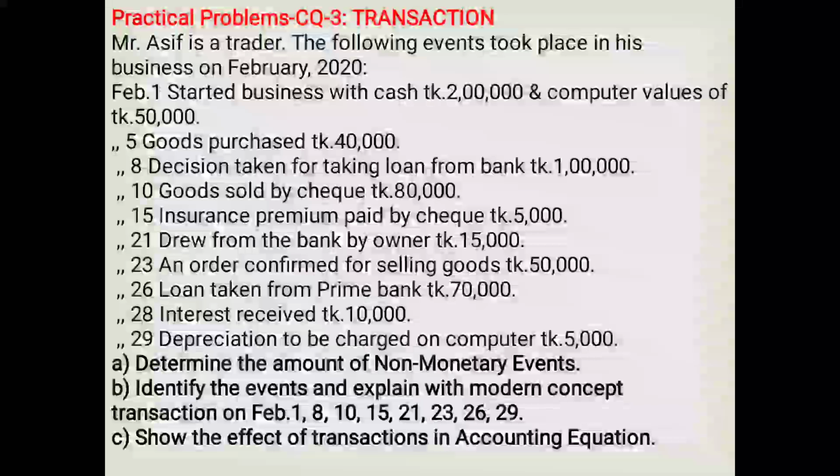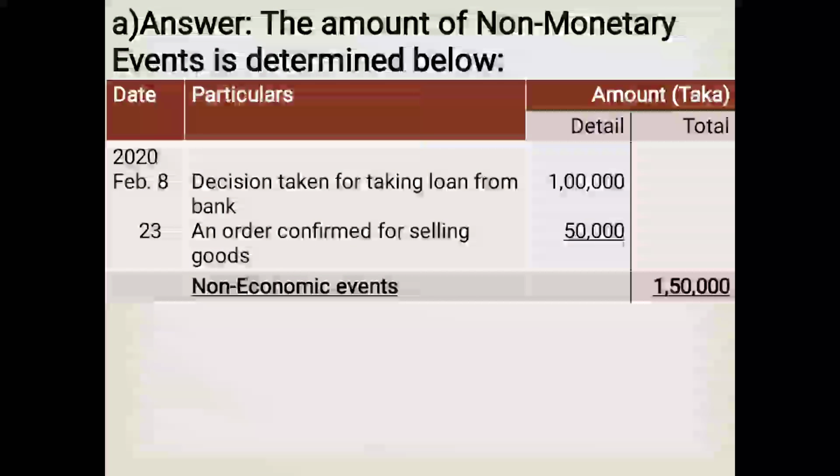Okay, now I can go for the solution of requirement A. You are watching my slide. The amount of non-monetary events is determined below. In total, 4 columns are available in this requirement: date, particulars, amount in taka, detail, and total.